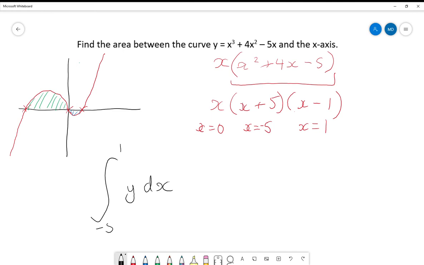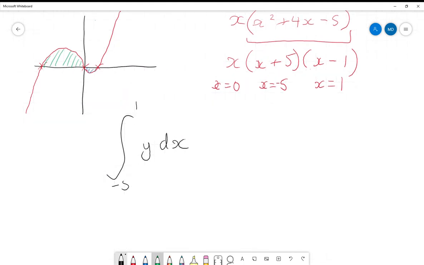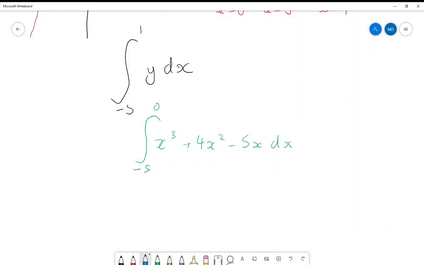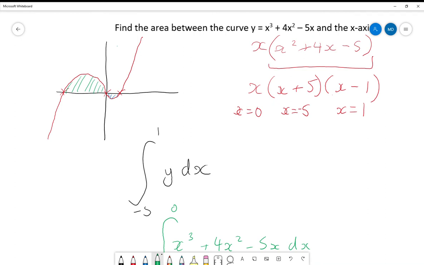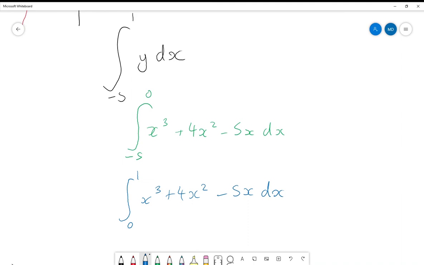To find the area, we're going to have to split this into two integrals. We're going to need to do the integral, the green bit first, which is the integral from minus 5 to 0 of our function x cubed plus 4x squared minus 5x dx, and then also find the blue bit, which is going from 0 to 1 of x cubed plus 4x squared minus 5x dx. Notice that the green bit goes all the way from minus 5 to 0, that's that length there, and the blue bit goes from 0 up to positive 1. And so these are our two integrals.